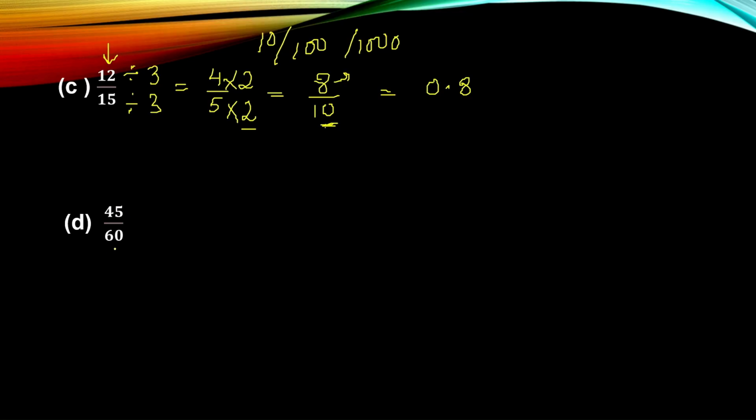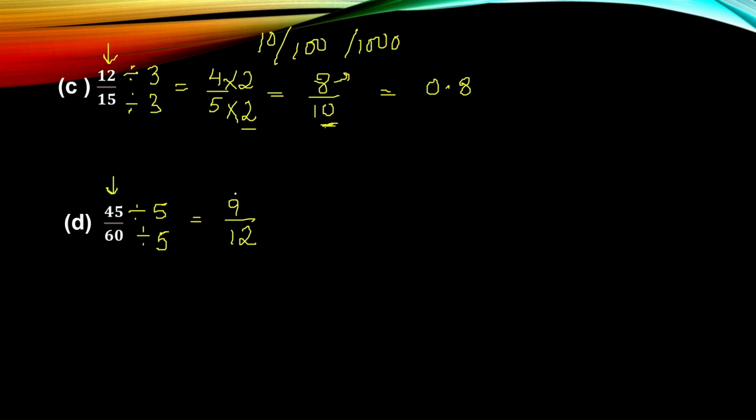Now here also we can see that 60 cannot be converted into 10, 100 and 1000 directly. So when we are not able to convert the denominator into any of these, we will first convert this fraction into the lowest form. So we will find out the common factor of numerator and denominator. As we can see, 5 is a common factor. So let's divide it by 5 and we will get 9 by 12.